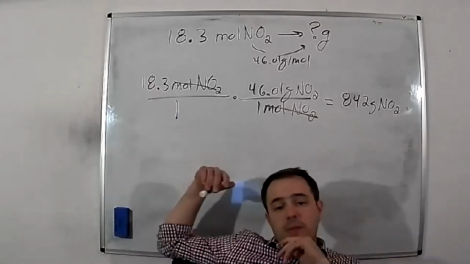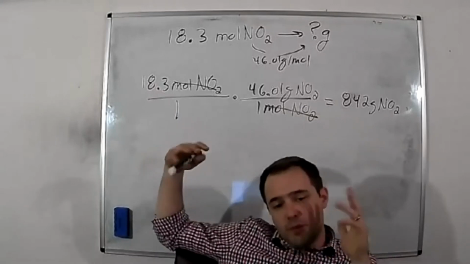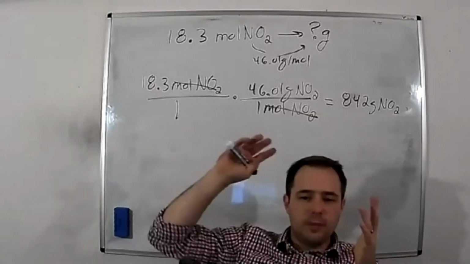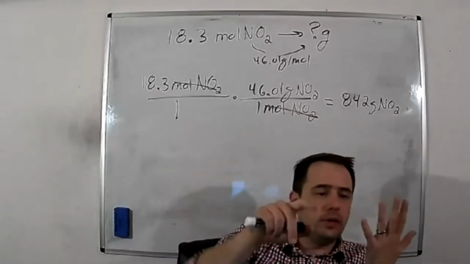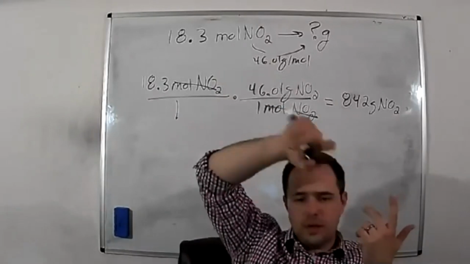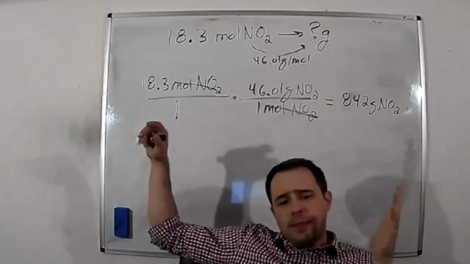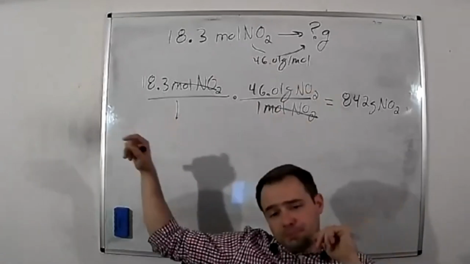They take the mystery substance, they burn it, and they figure out what percent of the mass in that substance came from each element. What percent of the mass was carbon? What percent of the mass was nitrogen? What percent of the mass was oxygen? What percent of the mass was fluorine? They get all that. And then they do some stoichiometry.